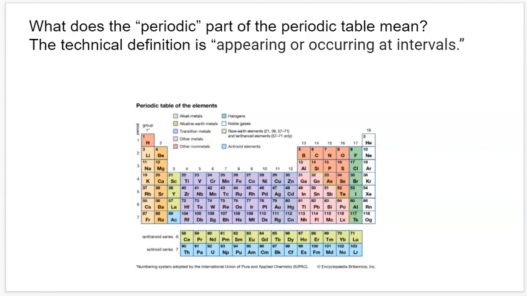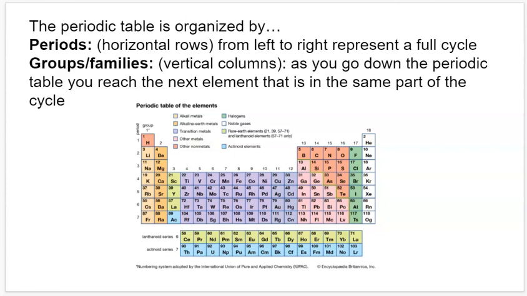Well, the technical definition of periodic means to appear or occur at intervals. And when we say intervals, we mean set amounts of time or space. So you could say that the concept of January is periodic because if you're in January and you wait an interval of a year, you'll end up in January again. And even though they're at different points in a timeline, they might have some similar properties. Say, like where you're at, the weather in January is similar from year to year. So that is a periodic property.